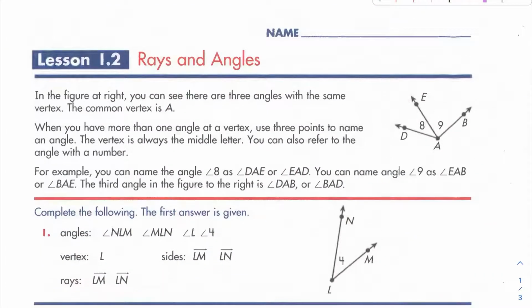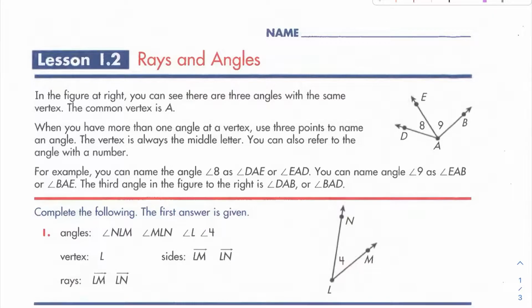On the next page, it says, in the figure at right, you can see there are 3 angles with the same vertex. The common vertex is A. When you have more than one angle at a vertex, use 3 points to name an angle. I will repeat that. When you have more than one angle at a vertex, you must use 3 letters to name an angle. You cannot call this angle A because there are multiple angles at point A, and I don't know which one you're talking about. So if there are multiple angles in your figure, you have to use 3 letters. Remember that when naming angles, the vertex is always the middle letter.